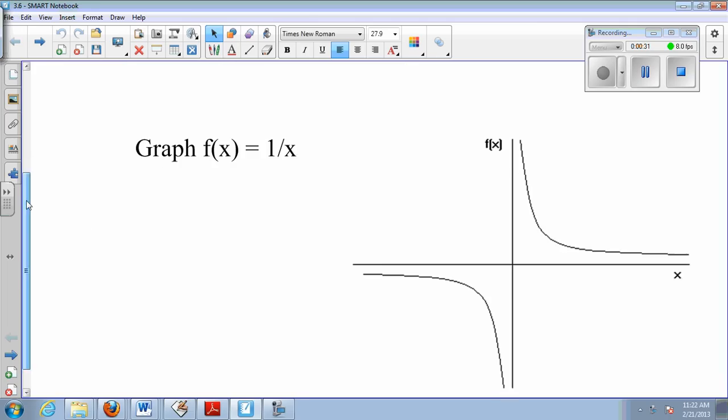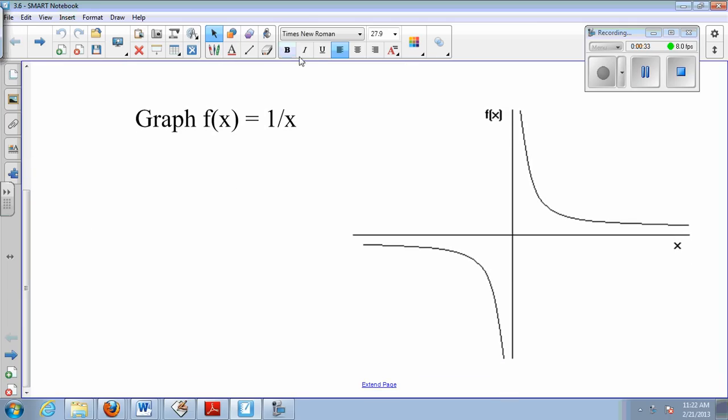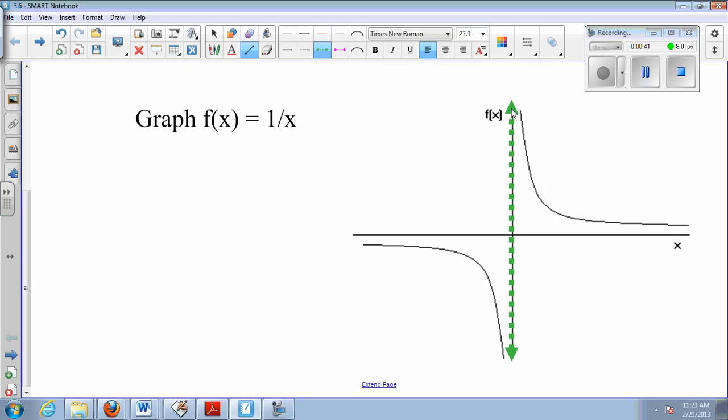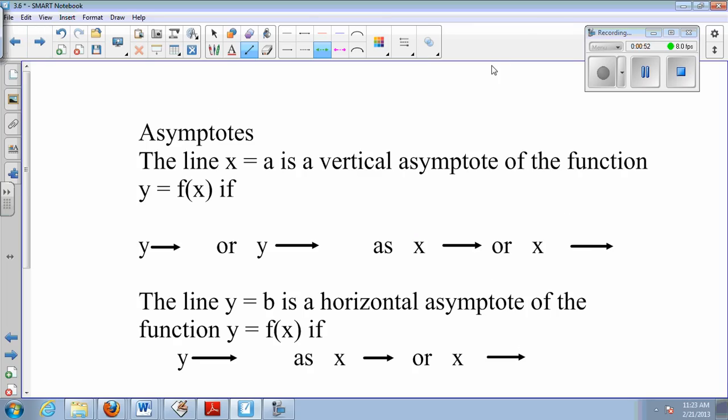And you see that there's two branches of the hyperbola. This is a hyperbola. And they get really close to each axis, but they will never hit it. These are called asymptotes. So there are vertical and horizontal asymptotes.